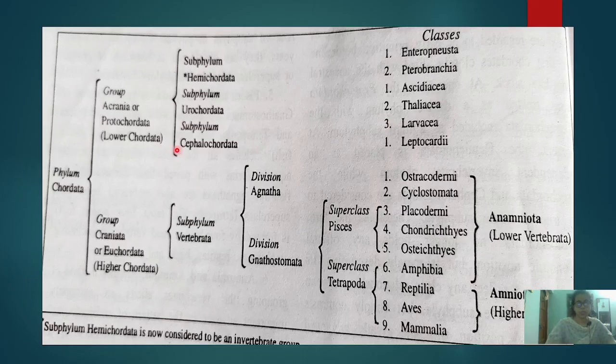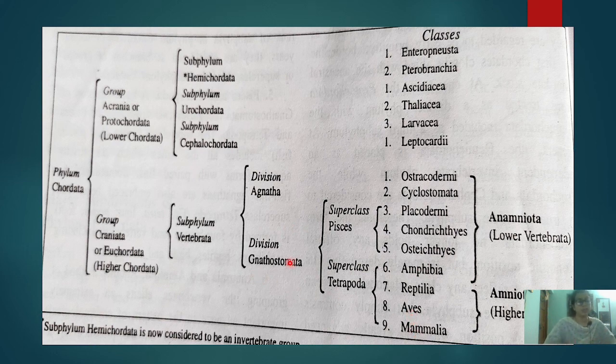If you see this chart, we will be clearer about it. That's why I am again and again showing this chart, so that you are clear about which categories belong where. Gnathostomata are again divided into Pisces and Tetrapoda. Pisces include the chondrichthyes and osteichthyes, which are the fish categories. Tetrapoda are the amphibia, reptilia, aves and mammalia. So Gnathostomata are the jawed vertebrates.